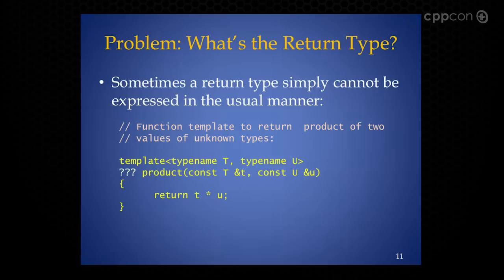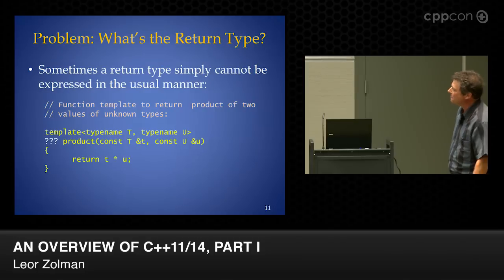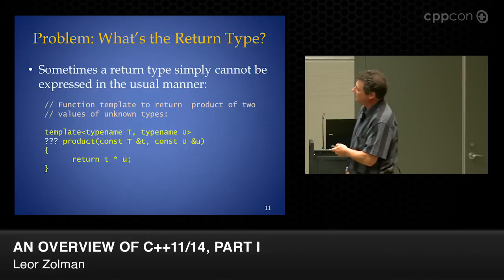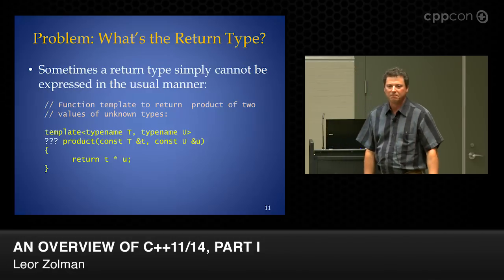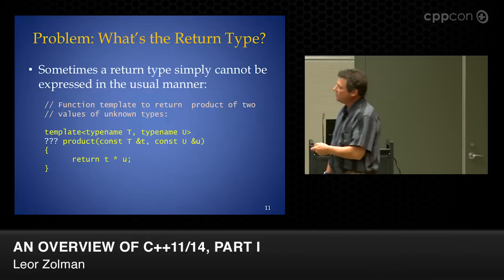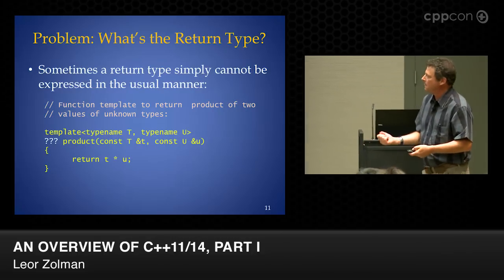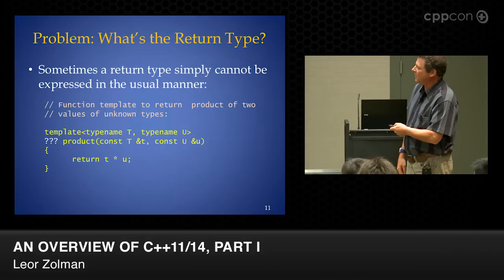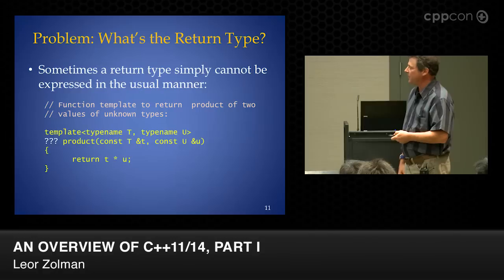Take a little bit of a detour here. Here's a function template that's impossible to write in C++98. It's called product. It returns the product of two values of unknown type. What do you put for these three question marks? If you know nothing about these two types, there's no syntax to properly stick a type in here that's going to represent the result of that multiplication.